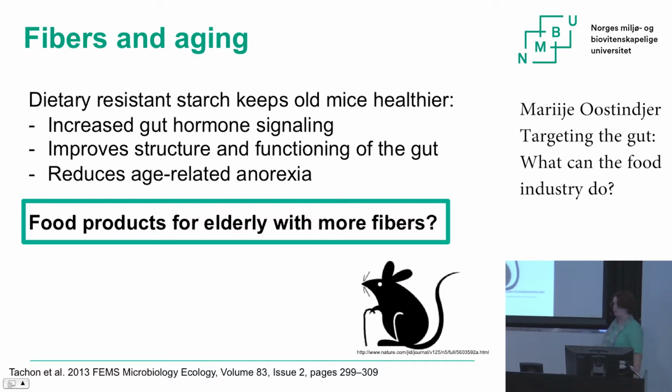So an example of an animal study is a study in mice from a few years ago, where the mice were getting old, and as they were aging, they were given a diet which contained a lot of resistant starch, which is one of the prebiotic fibers. And this study showed that when you give mice a diet which contains a lot of resistant starch, and this is a lot, about 36% of their diet, it increased gut hormone signaling.